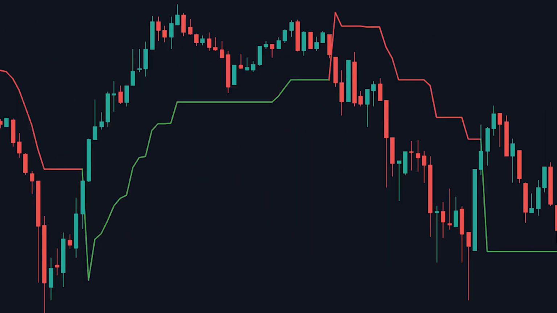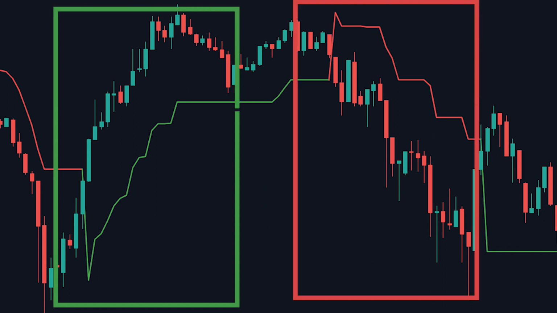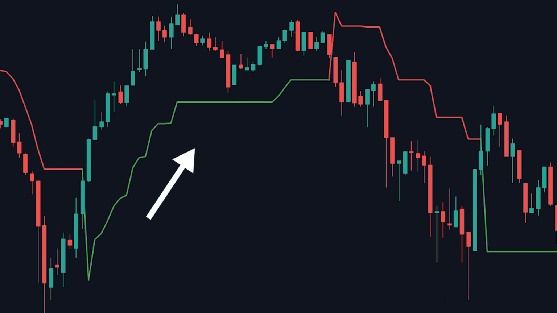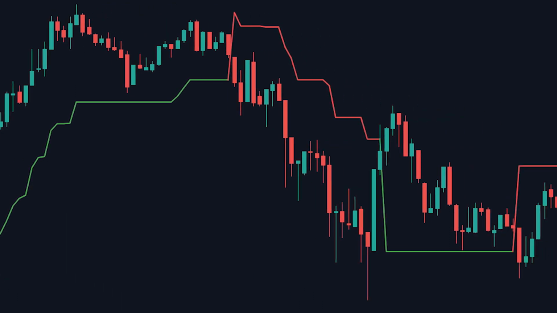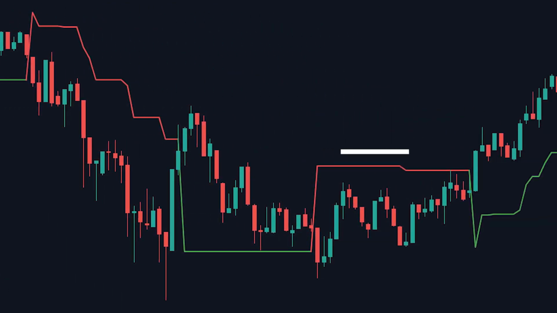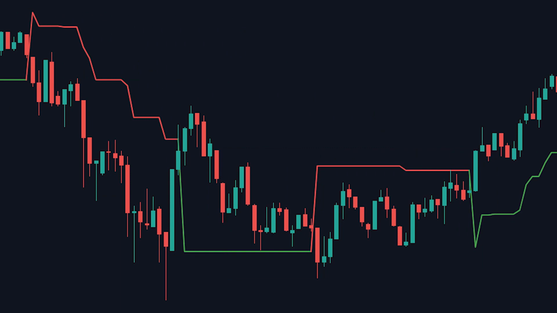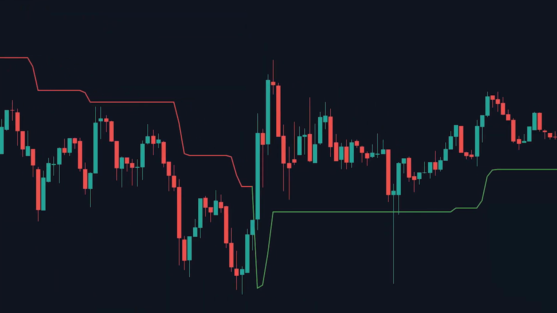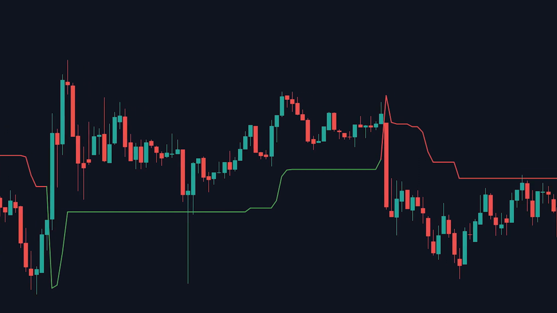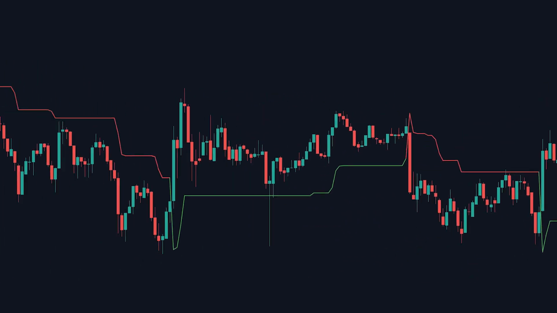Let me explain. As you can see here, this indicator is doing a great job at finding the trend. It's great at showing when the market has high momentum in either direction. The problem is the indicator is also giving buy and sell signals even when the market is moving sideways and doesn't have a lot of momentum. And as we all know, when the market is moving sideways with little momentum, it's very risky and very hard to predict which direction it will go.